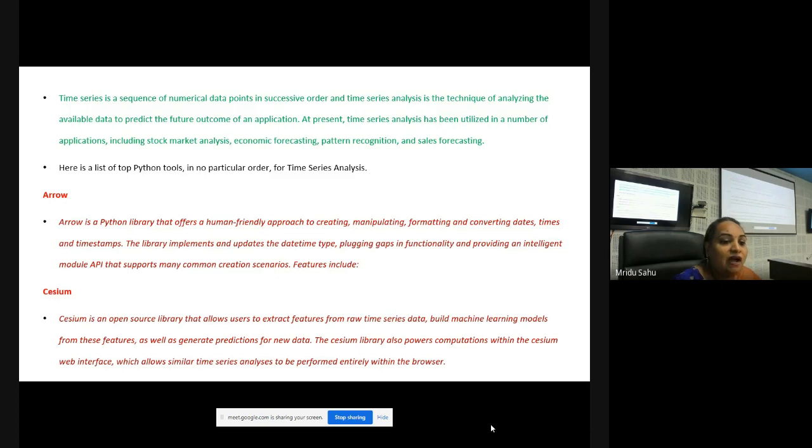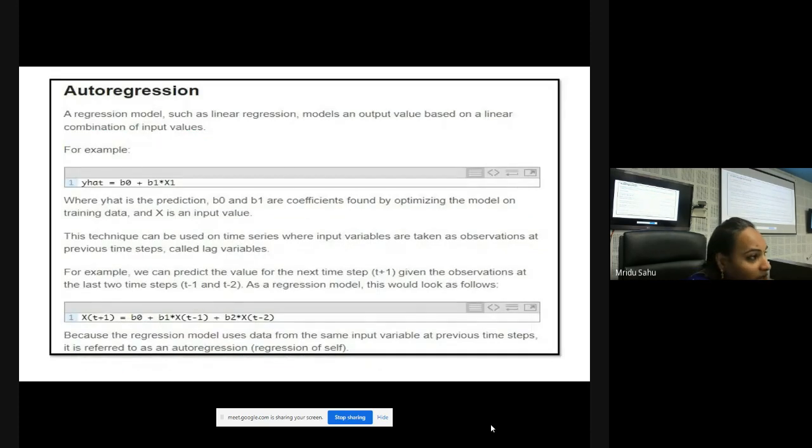So in the last class we discussed time series analysis and autoregressive models. The autoregressive model is called a regression model, such as a linear regression model, because the simple equation says y = b0 + b1x, which means the data is mapped in respect of the constant values. Here y is the prediction, b0 and b1 are the coefficients optimized by the model on the training data, and x is the input value.